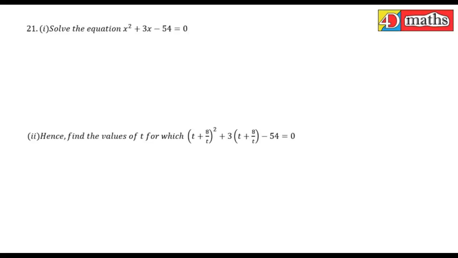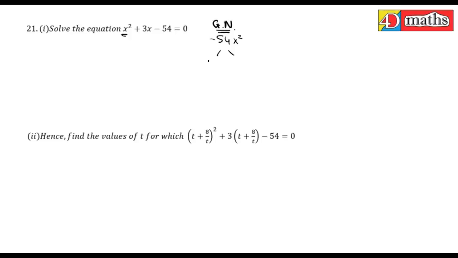Okay, so we look at the first question. Solve the equation x squared plus 3x minus 54. Well, it is a quadratic, and it's in this form, so this is going to be guide number. So we multiply the first by the last, minus 54x squared, and we get the factors of 54, okay?